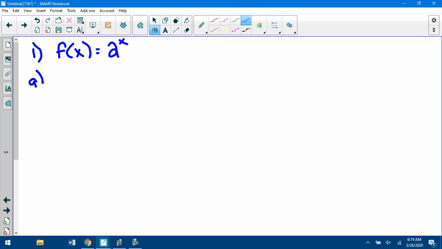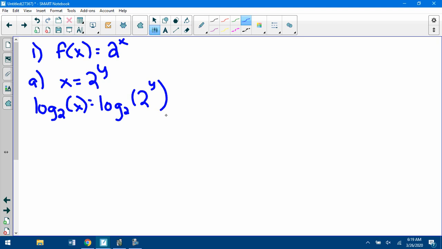Part A said to find the equation for f inverse. So we just did some of those. What do I do if I want to find the inverse? Switch x and y, so it becomes x equals 2 to the y. Then what? I want to get rid of 2, so how do I do that? Log base 2. Log base 2 of x equals log base 2 of 2 to the y. That cancels, and I have f inverse of x equals log base 2 of x. That's part A.